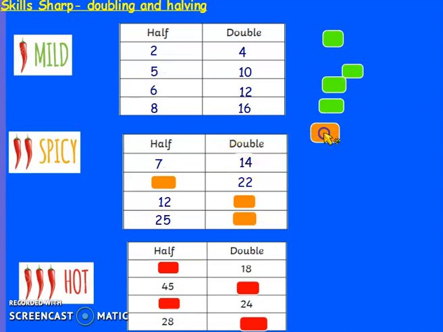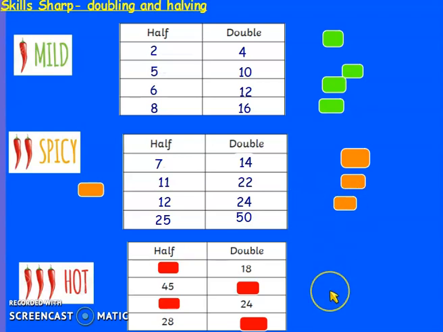Double 7 is 14. Half of 22 is 11. Double 12 is 24. And double 25 is 50. Well done. I wonder who's pushed themselves for the hot challenge this morning.